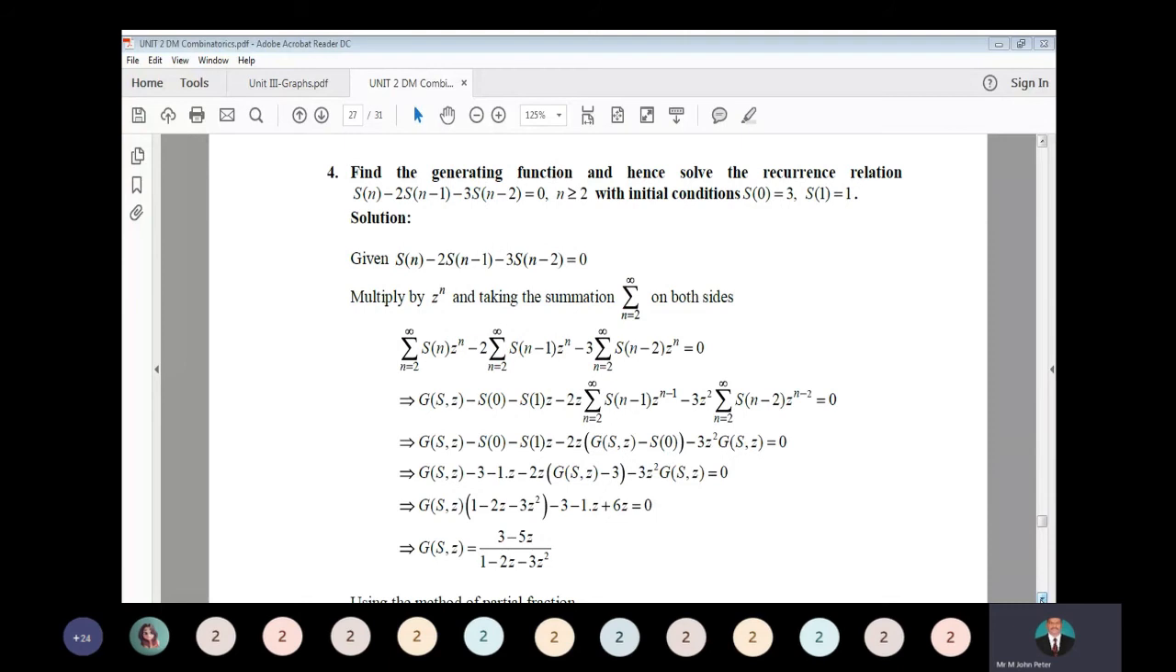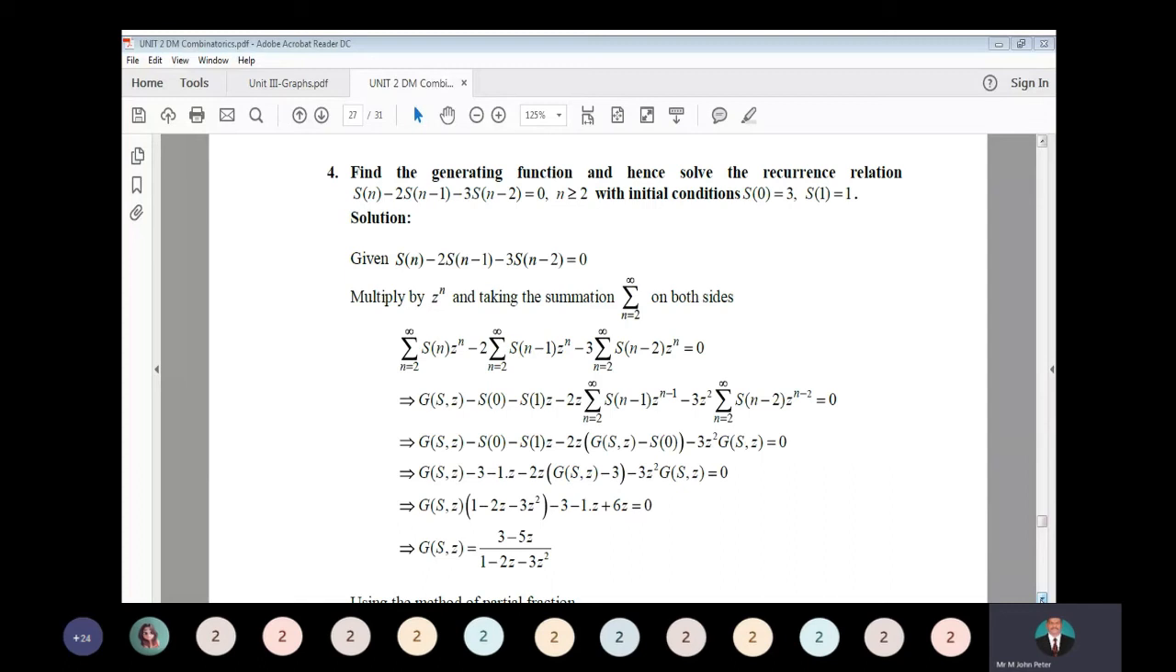Find the generating function and solve the recurrence relation. So s of n minus 2 s of n minus 1 minus 3 s of n minus 2 equals 0, where n is greater than or equal to 2, with initial conditions s of 0 equals 3 and s of 1 equals 1. So multiply by z power n to find the generating function.